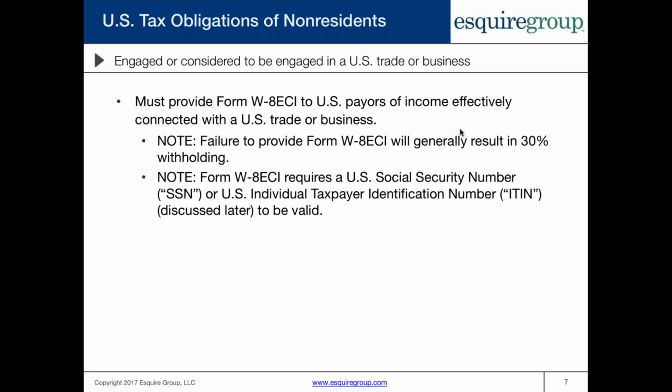If the non-resident alien fails to provide Form W8 ECI, that will generally result in 30% withholding on any income that is payable to that non-resident alien from the U.S. trade or business. Also, in order to have a valid W8 ECI, the non-resident alien has to have either a U.S. Social Security number or a U.S. individual taxpayer identification number, which is better known as an ITIN, and we'll talk a little bit more about ITINs later in this presentation.